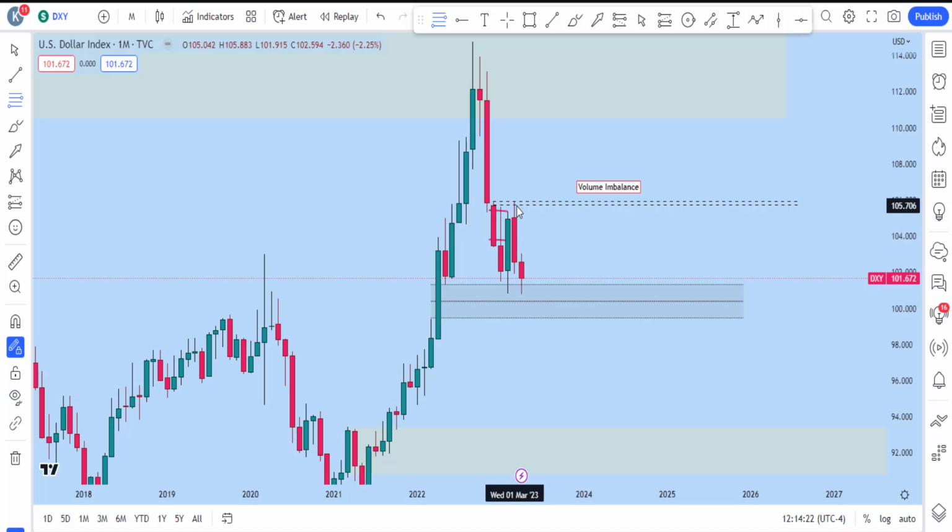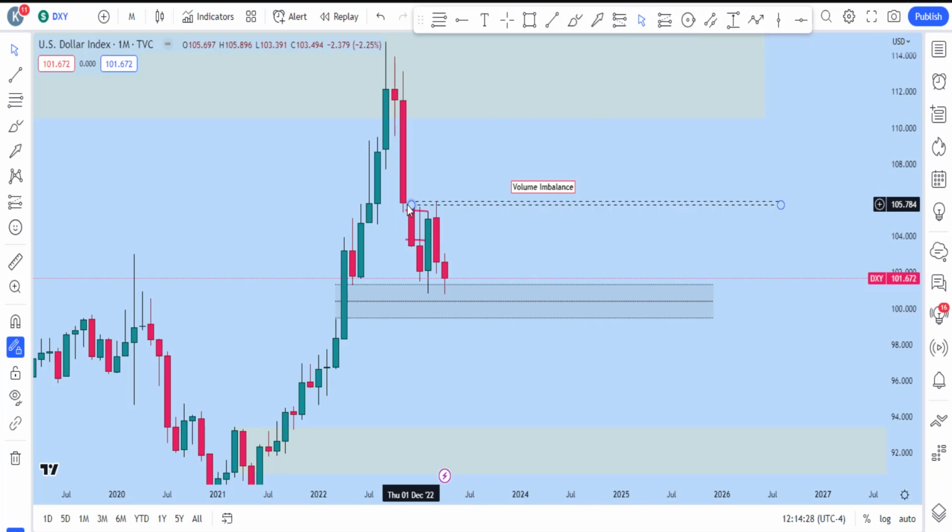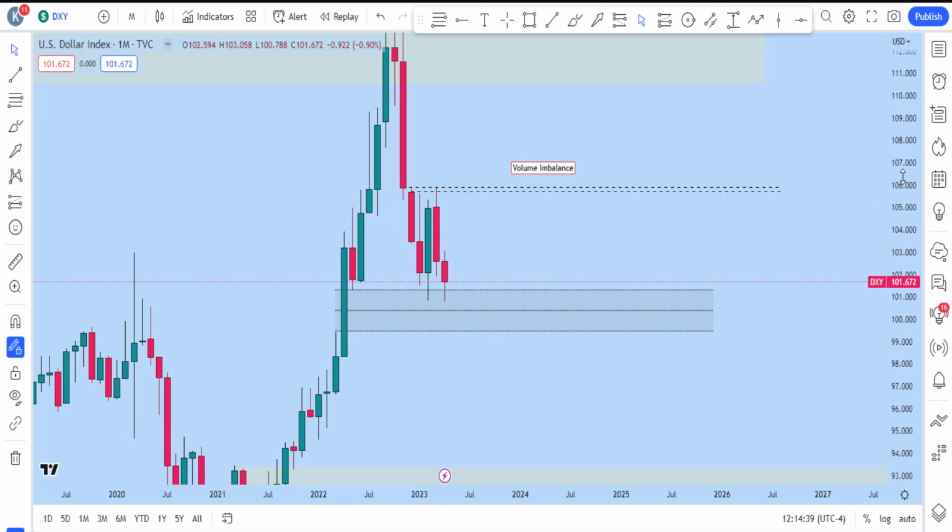Look at what happened after price traded into this discount and found this fair value gap. Price quickly pushed up into this volume imbalance. Volume imbalance is basically when you see price action happen just with the wicks. Let me just clear this and show you what exactly that means so you can have a clear understanding. I have a video where I explained everything about volume imbalance. I will link it in the description of this particular video.